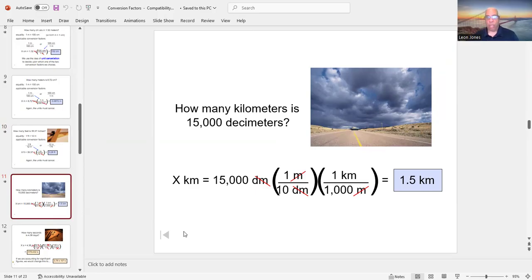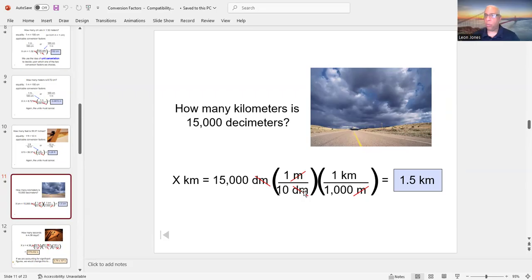So I have decimeters. Now, anything that's deci, that's 1/10. This is what makes the metric system much easier than the English system. So I have 15,000 decimeters. What I want to do is get to meters first, so I'm going to divide by 10. So now I have meters. My decimeters cancel. Now I'm not finished because I really want to get to kilometers.